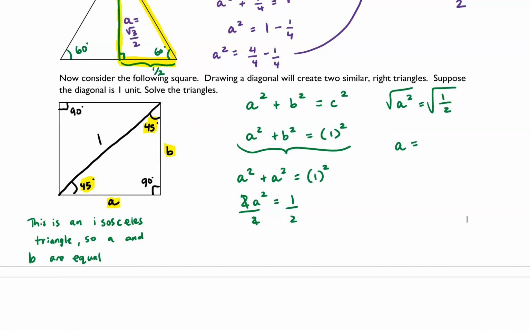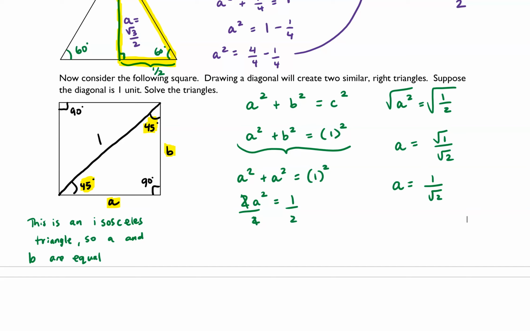And we get a is equal to... Normally I'd put plus or minus, but just like in the previous example, we want to ignore the negative values. So I'm going to do square root of 1 over square root of 2, and that's going to be equal to 1 over the square root of 2.